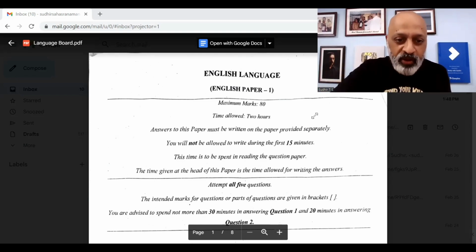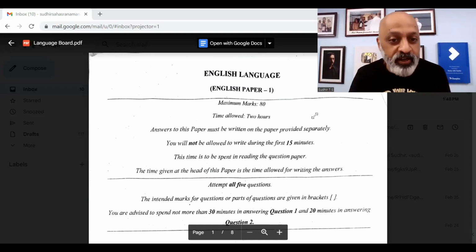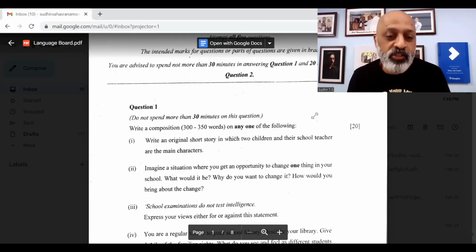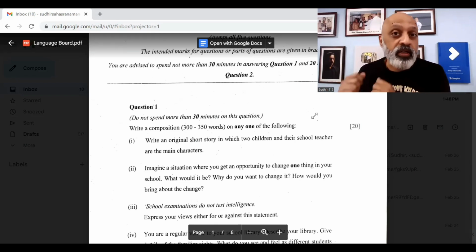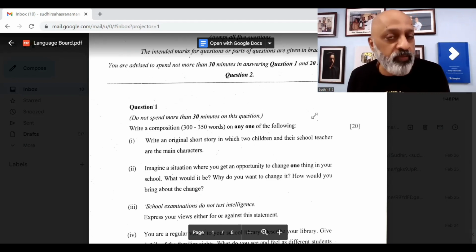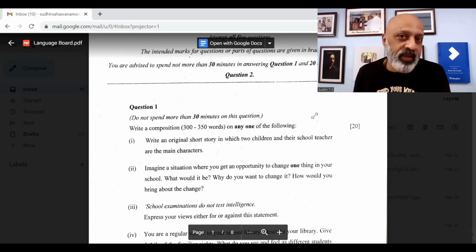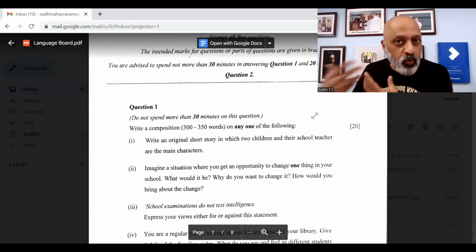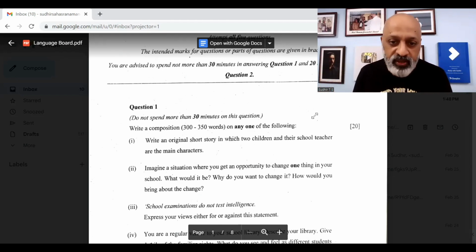This is the paper that you have in front of you. Write an original short story in which two children and their school teacher are the main characters. Pretty easy if you have practiced it. If you have practiced constructing a story with three characters, they would have been able to do this. And these are very simple characters, because we had done it with an auto rickshaw driver and a customer, with a bully and a dog and a photographer, three characters. And if you are able to work out the interplay, you would find this very easy.